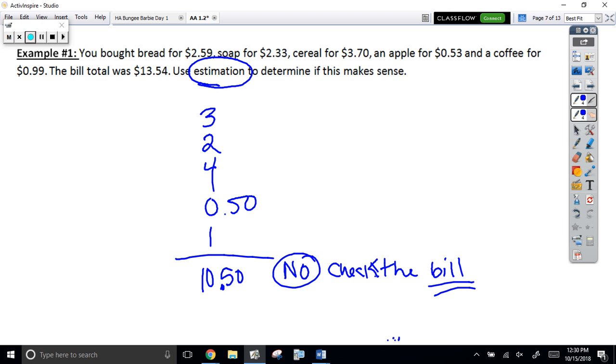So for the estimation questions, the only way that you can get it wrong is if you don't estimate. So if you actually type it all in your calculator and give a real answer, that would be wrong because it says use estimation. And then also, please, if you could, show what you rounded each number to so that I know how you rounded, and don't just see a number and not know how you got that.